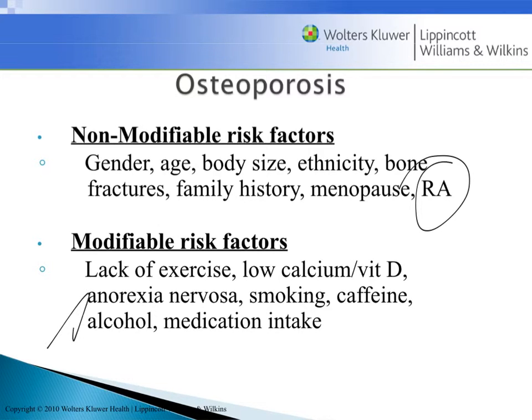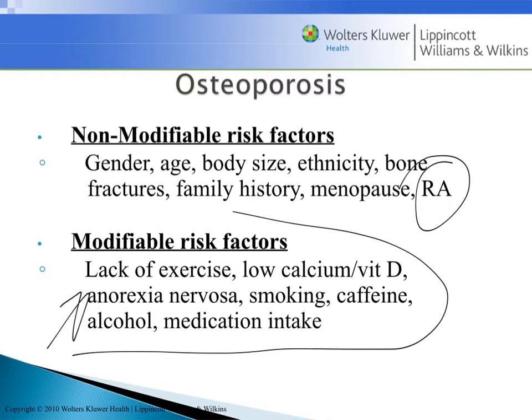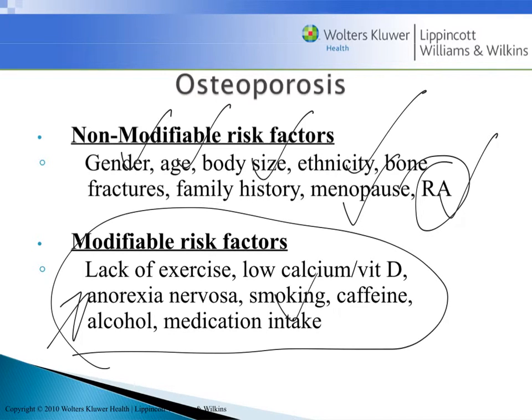The modifiable risk factors, here's where your teaching can occur. These are things that you can teach on. And as you are assessing someone and doing a health history, if someone is female, elderly, thin, white, has been through menopause, has rheumatoid arthritis, smokes, doesn't exercise, these should all be red flags for osteoporosis.